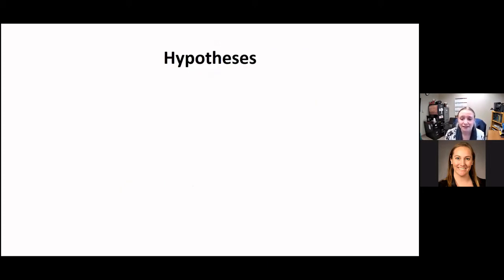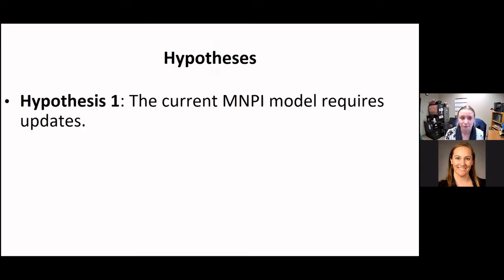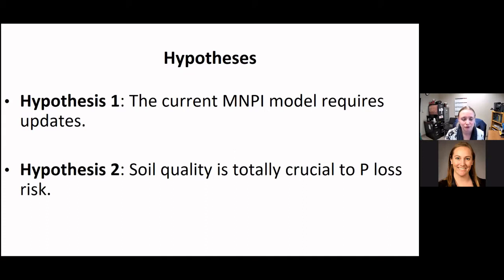Hypotheses that I had while working on this thesis, I had two of them. So here's the first one. The current MinPI model requires updates. And then hypothesis 2, soil quality is totally crucial to P-loss risk.